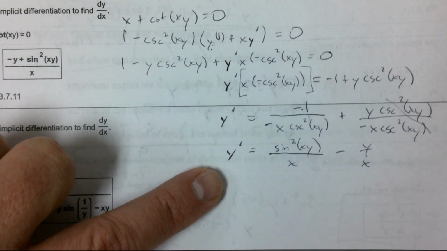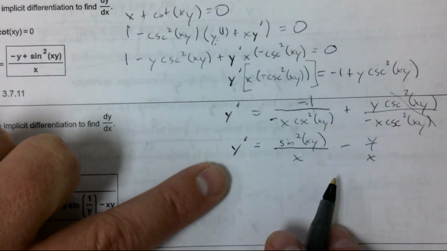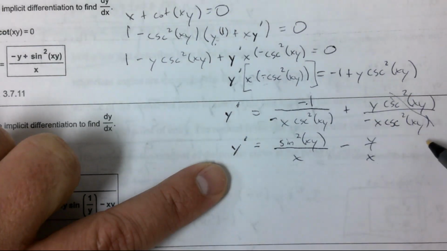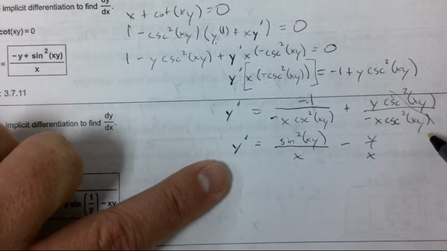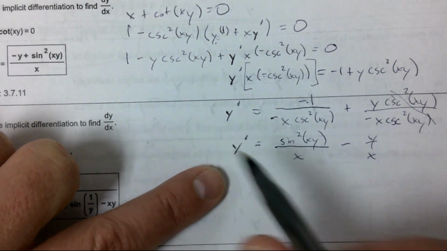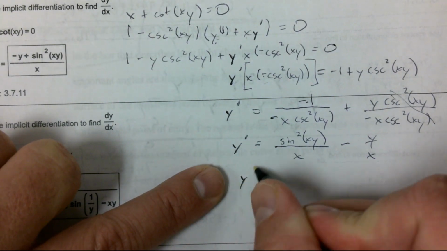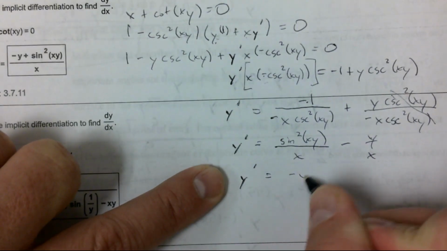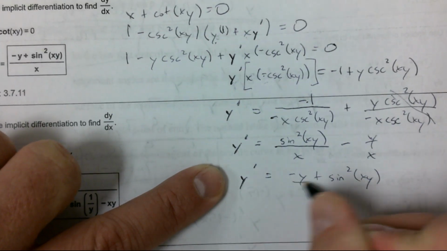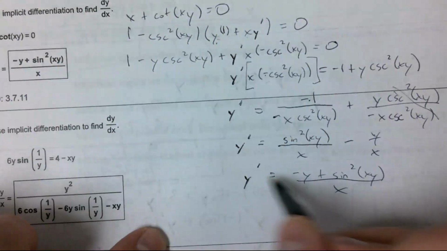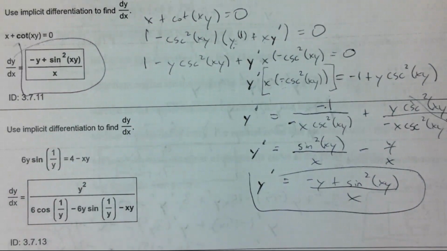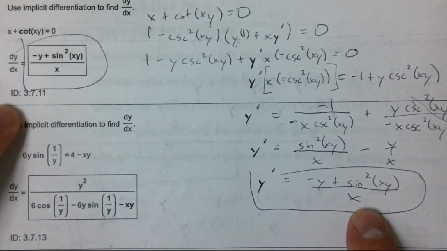So if we just get a common denominator, see, I did that on purpose to make it easier for you to see this cancels. It's a little bit cleaner. And so now if we get a common denominator, and if we put the negative y first, then that'd be negative y plus sine squared xy all over x. And that matches what we wanted. So these are doable, it just takes a little bit.